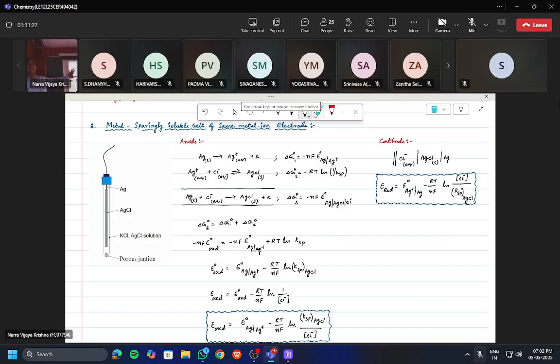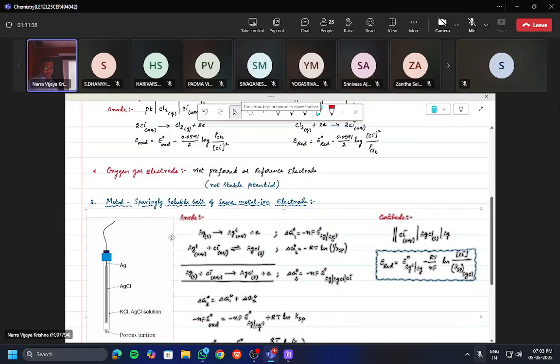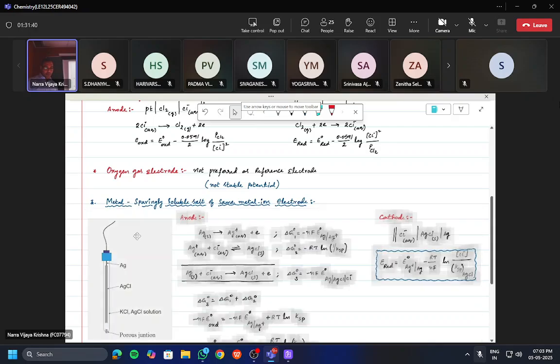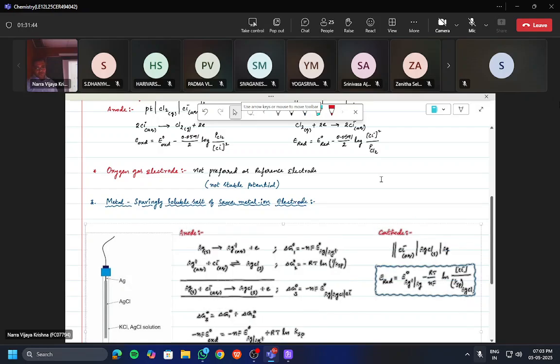Understood or not? Now I am changing it. Instead of this, what type of electrode is this? This is silver chloride electrode, right? We are discussing metal sparingly soluble salt electrodes, in which we have done one type of electrode, that is silver chloride electrode. This is Ag, AgCl electrode.